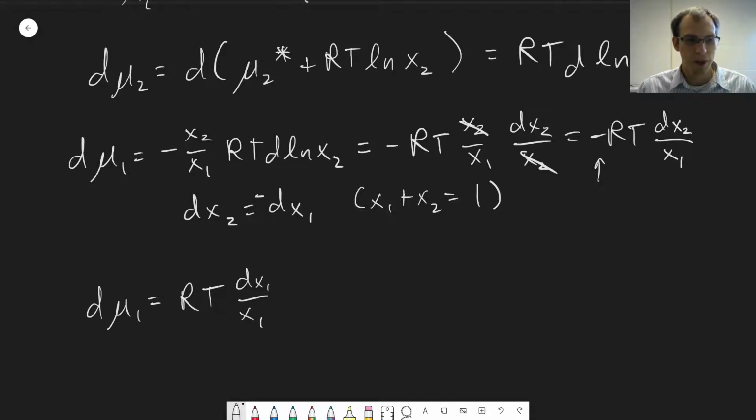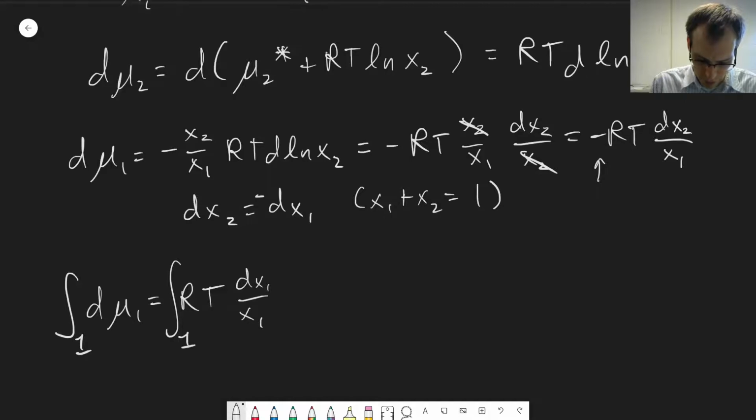From this point, in some sense, we're done, but we'd like to express this in terms of mu1 equals something, similar to how we had our mu2 equation earlier. To do that, we need to integrate both sides, since we have differentials on both sides. The opposite of differentiating is integrating. We'll start from a value of x1 equal to 1, so from pure x1, and then go to some arbitrary value of x1.